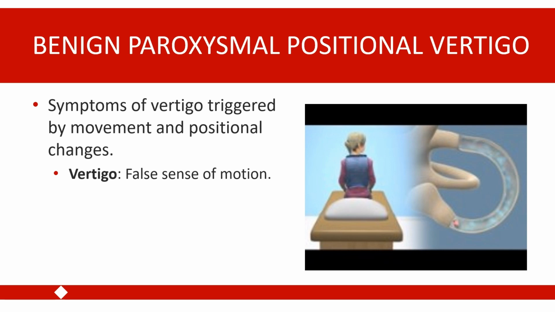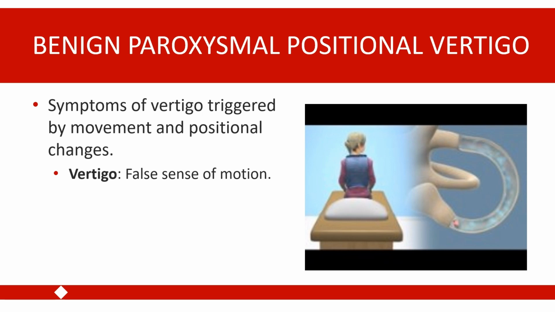So benign paroxysmal positional vertigo occurs when an individual feels like they are moving after changing position or moving part of the body. So for example, somebody might turn their head to the left and suddenly experience these unpleasant senses of vertigo. Or if they change positions, for example, going from lying down to sitting up or going from sitting to standing, they might experience this unpleasant sense of vertigo.